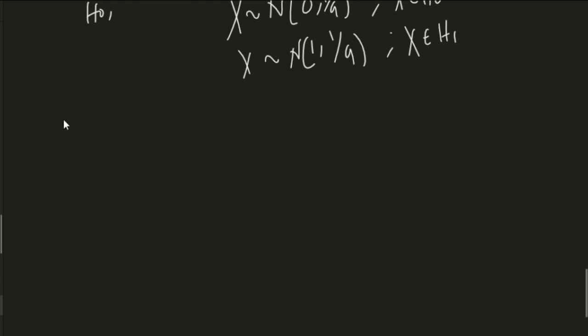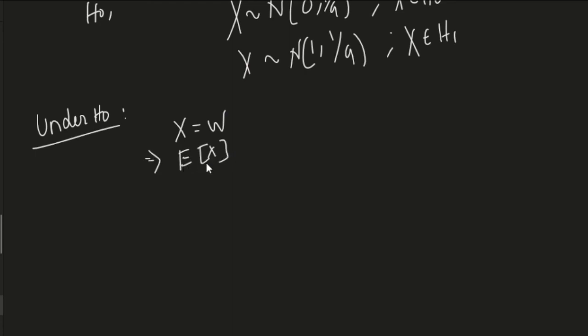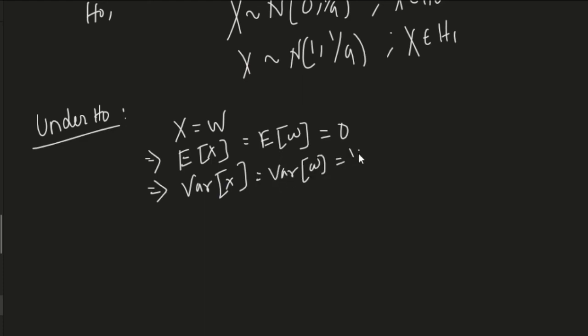Because under H naught, X is W, therefore E of X is equal to E of W, and W is a standard normal variable with mean 0, so this is 0, and also variance of X should just be variance of W, which is 1 by 9. Therefore X also follows a normal distribution with mean 0 and variance 1 by 9.